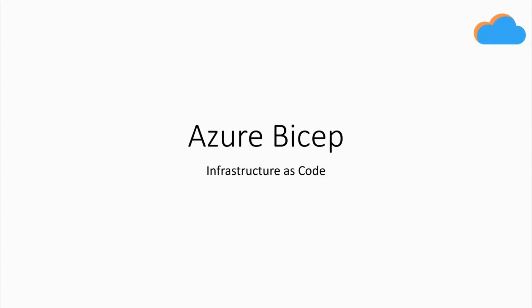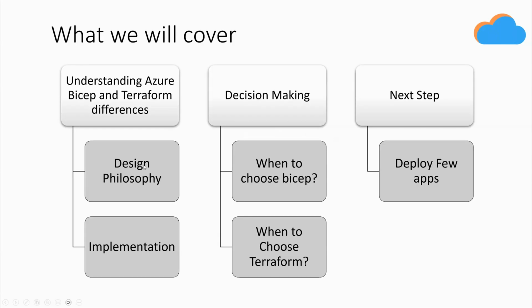Today we will talk about an infrastructure as code tool called Azure Bicep, sorry. What we are going to cover first is the understanding of how Azure Bicep and Terraform play into this ecosystem, and their differences and commonality. Second, if you're looking to implement a tool, some decision-making tools that you can use, whether you should go for Azure Bicep or Terraform or OpenTofu, and then we'll deploy some apps and see how it works.